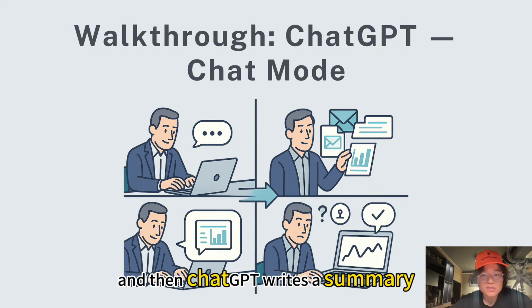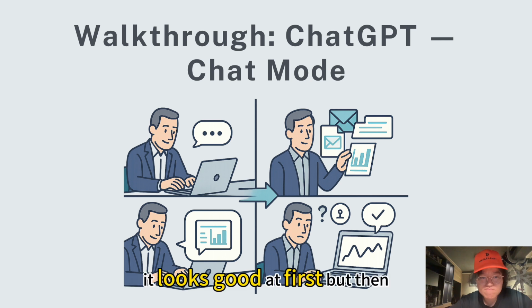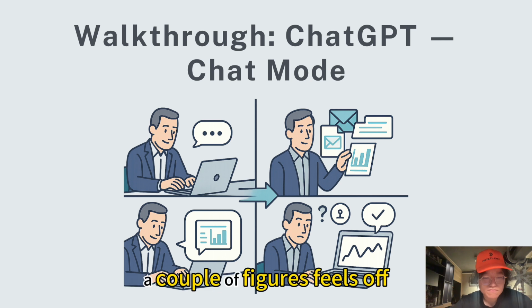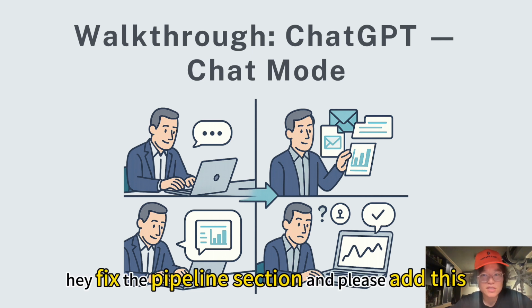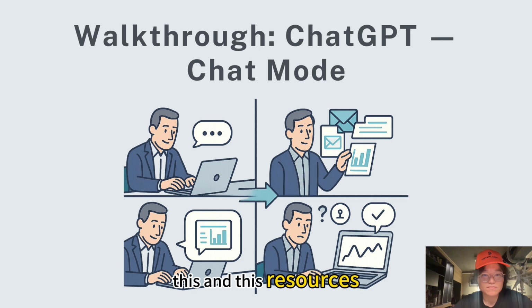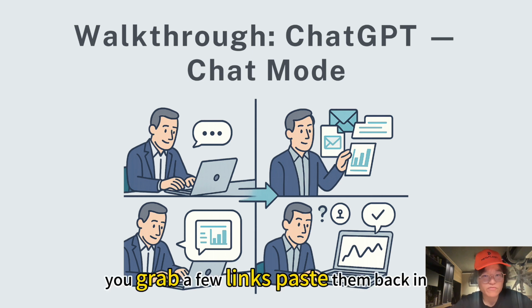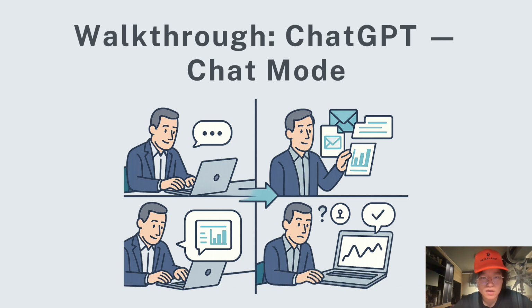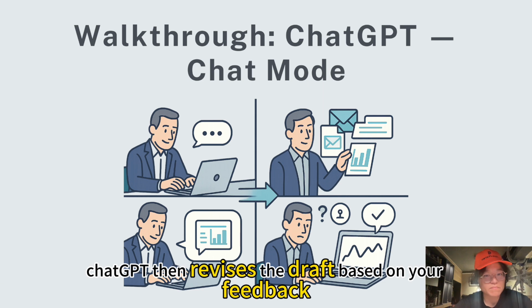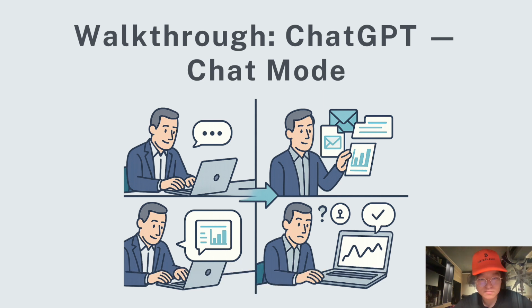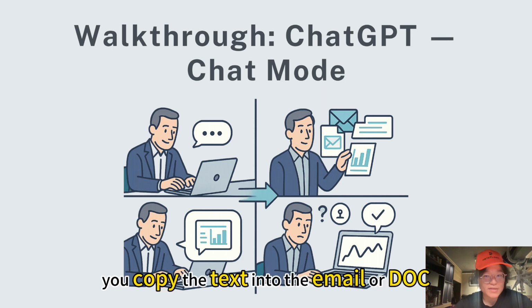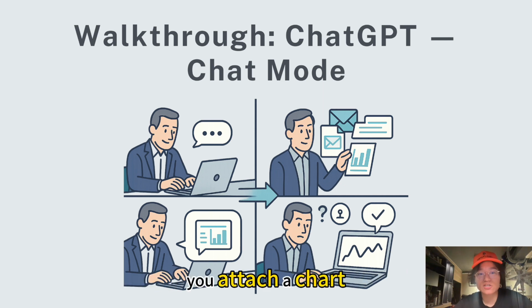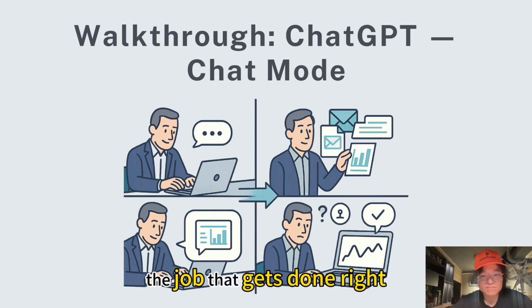And then ChatGPT writes a summary. It looks good at first, but then a couple of figures feel off. So you start typing again. Hey, fix the pipeline section and please add this and these resources. And then you go to Google, you grab a few links, paste them back in. ChatGPT then revises the draft based on your feedback. And then you read again, you tweak some sentences here and there, you copy the text into the email or doc, you attach a chart, you hit send. The job gets done, right?